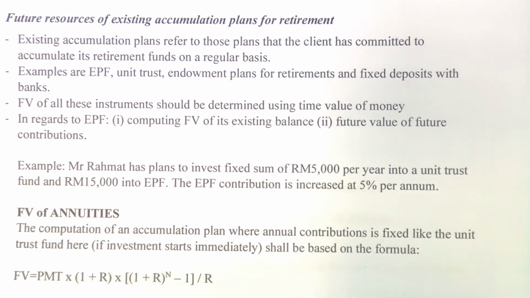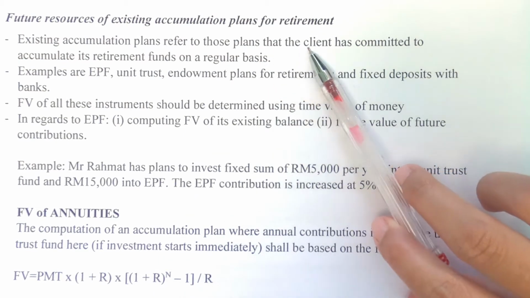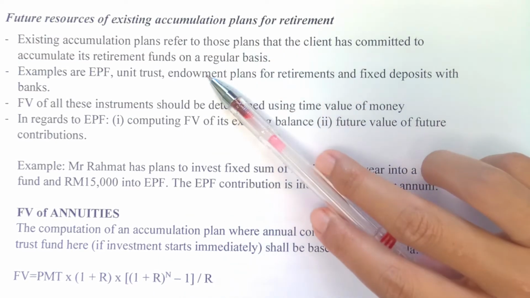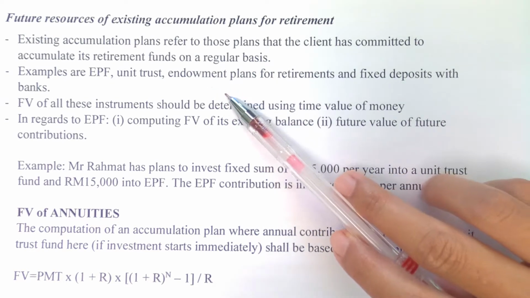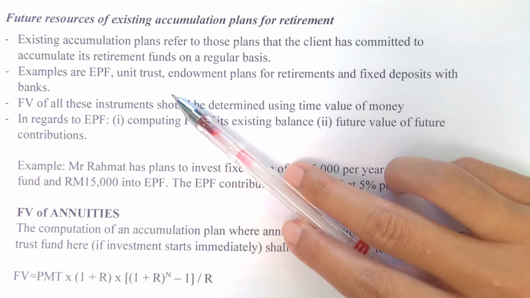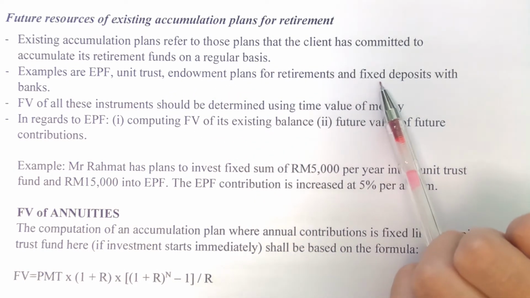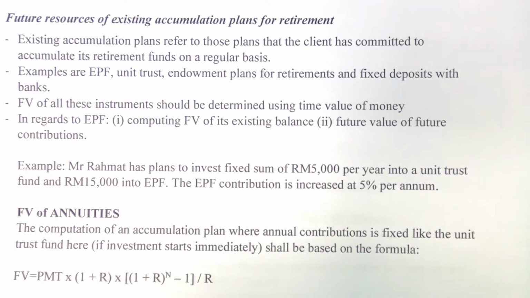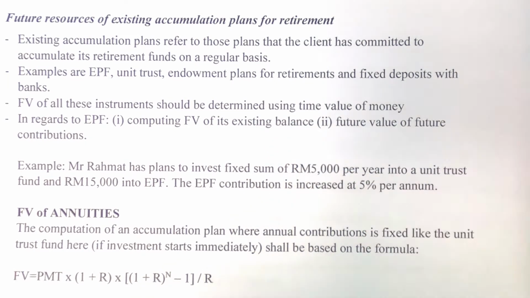Now we move to the second part of the available resources for retirement, where we're going to look at the future resources of existing accumulation plans for retirement. The existing accumulation plan refers to those plans that the client has committed to accumulate their retirement fund on a regular basis. Examples are EPF, unit trust, endowment plan for retirement, and fixed deposit with bank. And the future value of all of these instruments should be determined using the time value of money.